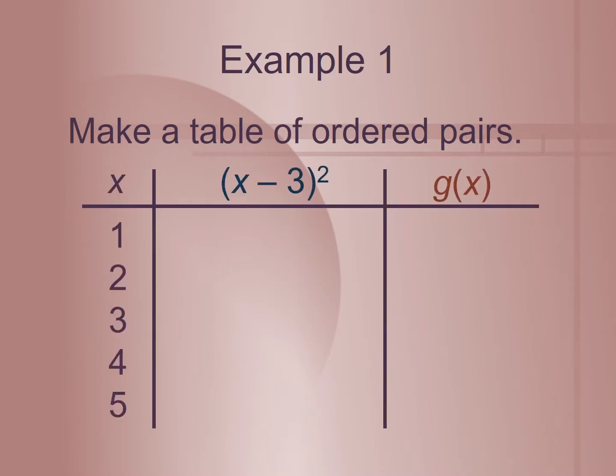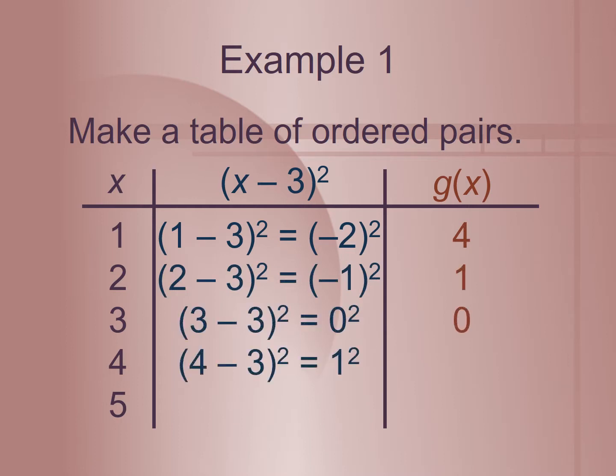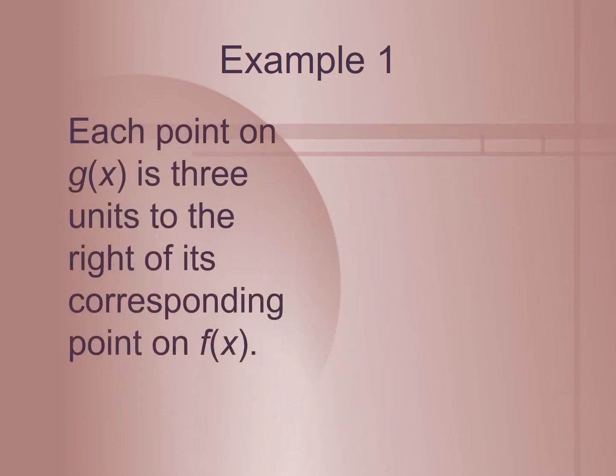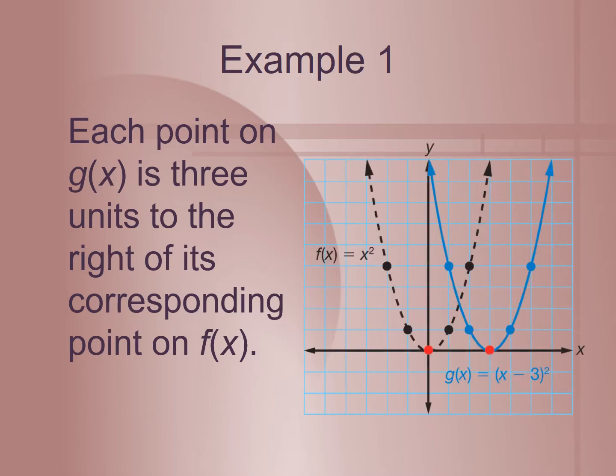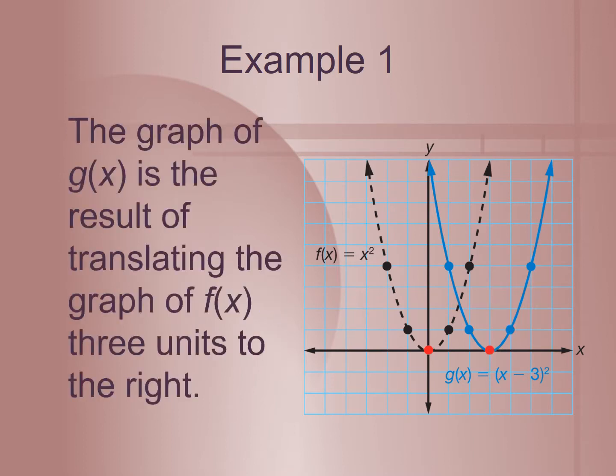So here's our table. When we plug it into our function, these are the y's that we get. So again, here is our x equals 3 and y equals 0. So this is our vertex right here, 3, 0. Each point of this function g of x is going to be 3 units to the right of our parent function x squared. So here's our parent function x squared, and when we graph those points from the table, everything is translated 3 to the right.